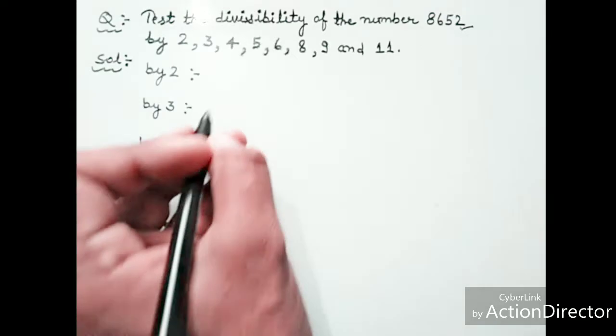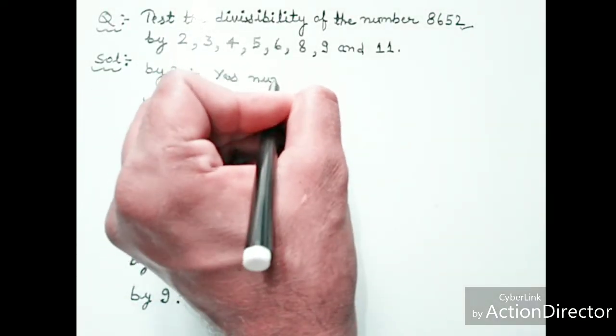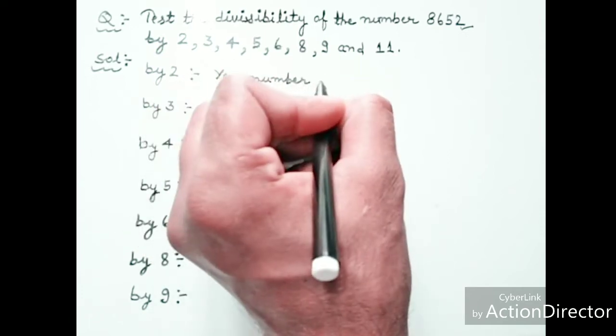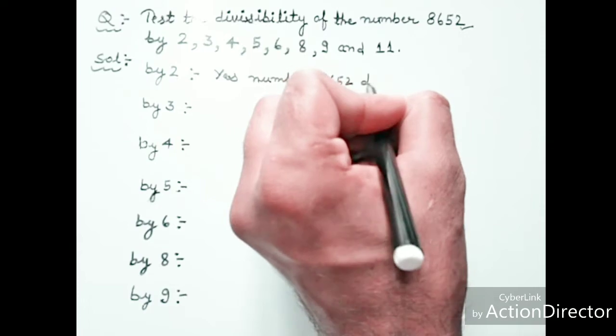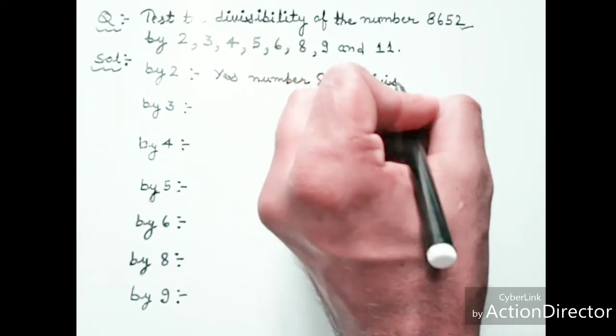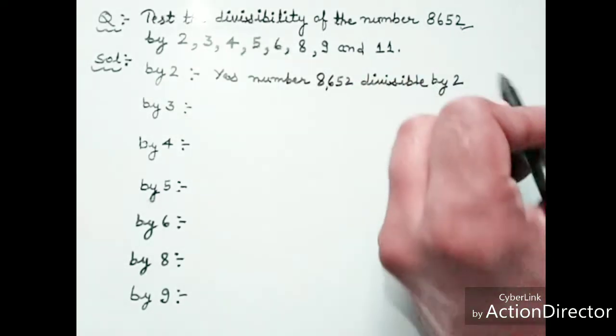So we say that yes, the number 8652 is divisible by 2.